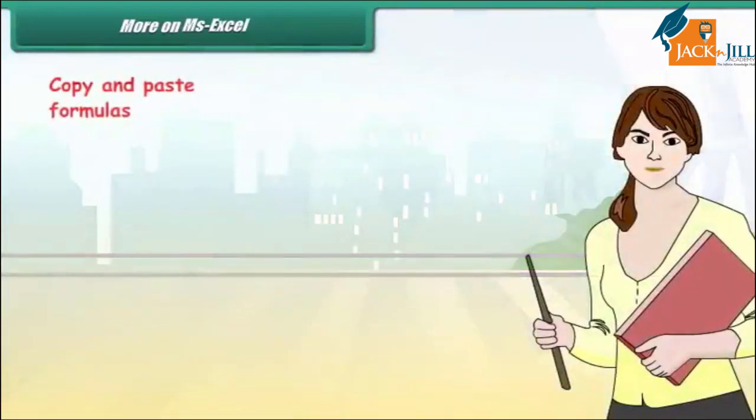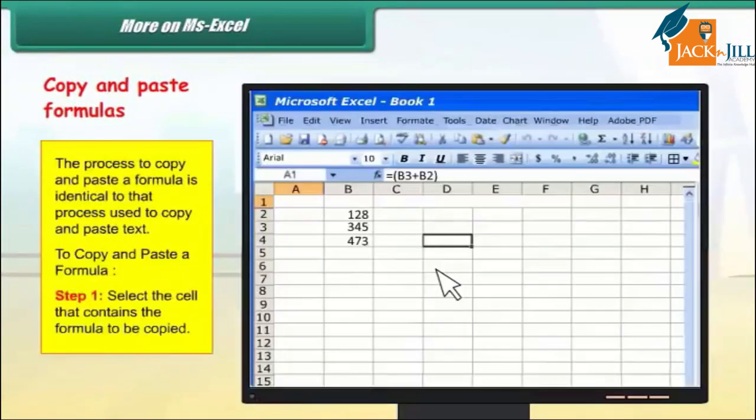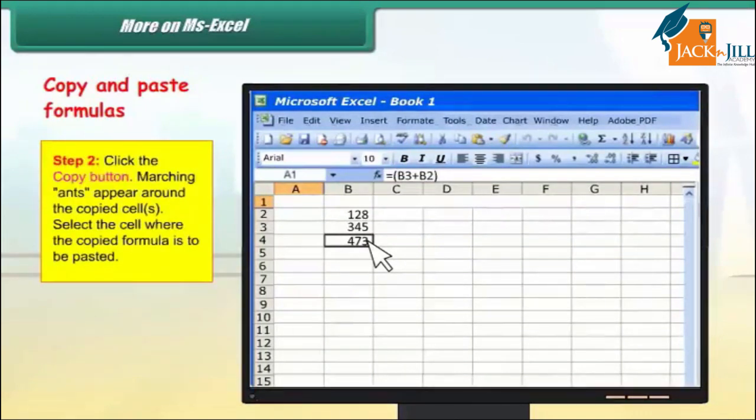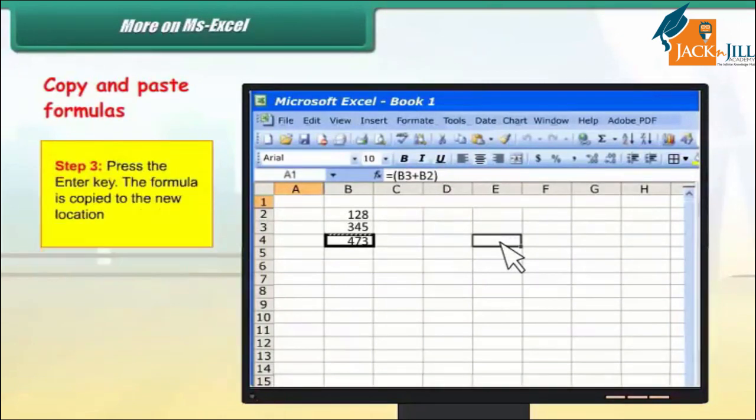Copy and paste formulas. The process to copy and paste a formula is identical to the process used to copy and paste text. To copy and paste a formula, Step 1. Select the cell that contains the formula to be copied. Step 2. Click the Copy button. Marching ants appear around the copied cell. Select the cell where the copied formula is to be pasted. Step 3. Press the Enter key. The formula is copied to the new location.